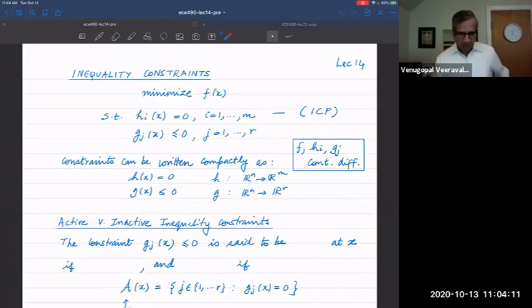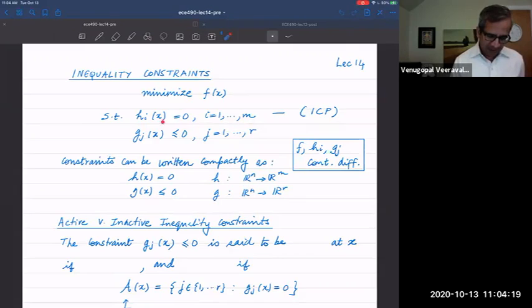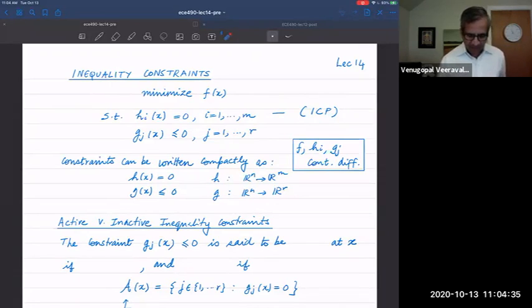Okay, so we're going to look at this problem here, where we're trying to minimize this function. You have the same old equality constraints that we saw before, hi of x equal to 0. But in addition, we have gj of x less than or equal to 0 for j equal to 1 to r. Okay, so we'll call this the inequality constraint problem, or ICP. As usual, we're going to assume that f, hi, gj are continuously differentiable, and when we need second order sufficiency conditions, we'll also assume twice differentiability.